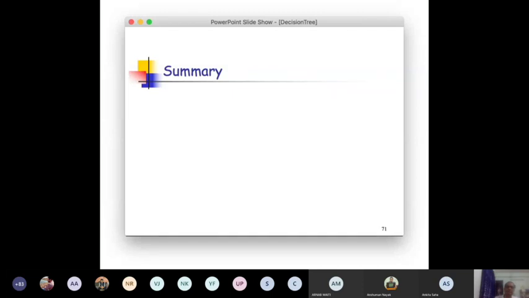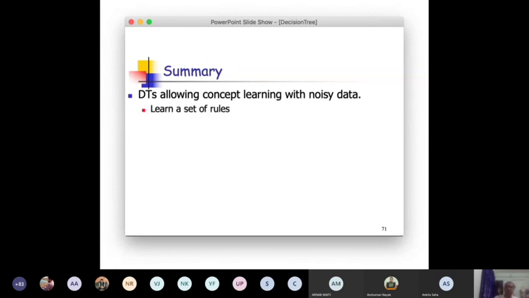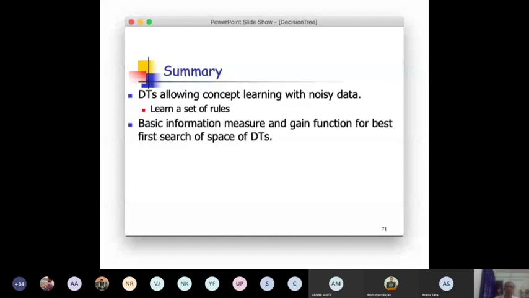So the summary of this particular topic, what we have covered: decision trees allow concept learning with noisy data. Also, they learn a set of rules. And in fact, we also discussed an algorithm by which you can directly get a rules without going through the decision tree algorithm. That also we discussed in our class under this topic.